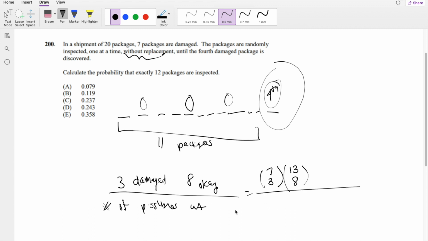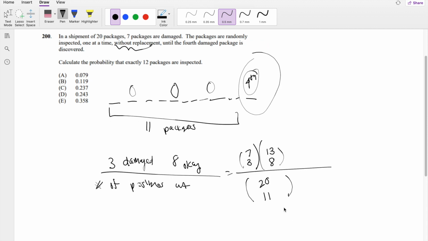So the total sample size, a good indicator for these kinds of hypergeometric distributions is that the denominator, this bottom choose part, is always just this part added together. So that's 11, and the top is just 20. Top is this number right here. So that's a good way if you aren't sure, but you can always think of it like this. The total amount that you're picking from is 20, right? Out of 20 packages, you're picking 11, so that's the total number of samples.